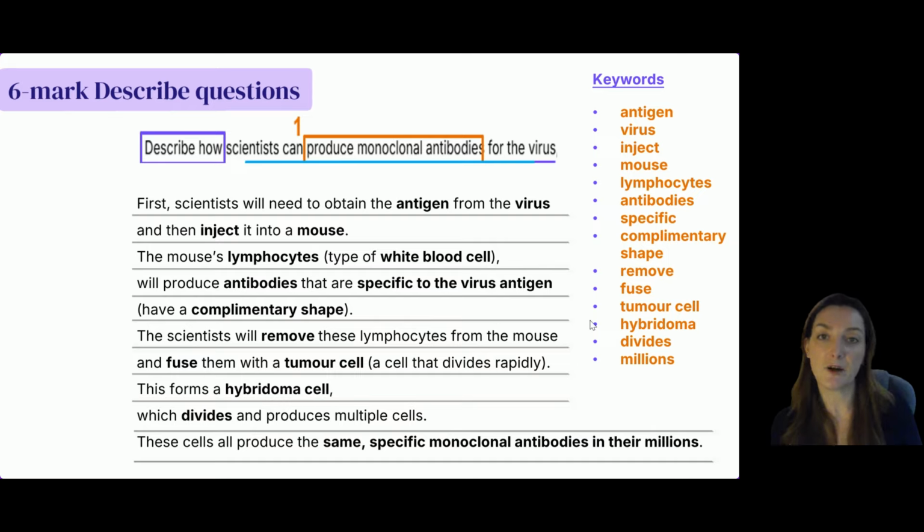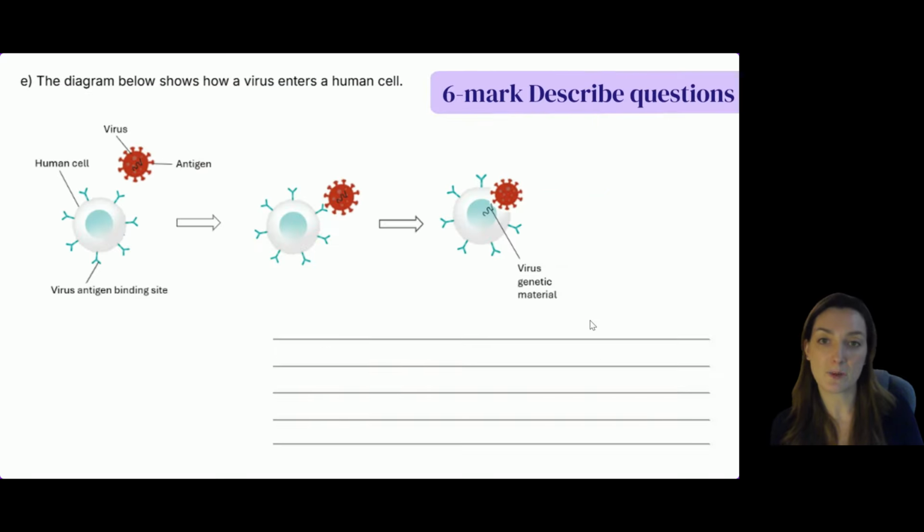Let's look at the second part of the question. We just need to use the diagram. We need to say what's going on in the diagram and see how the monoclonal antibodies that have been made can be used to prevent this particular virus being able to enter the human cells. From the diagram, we can see that the antigen on the virus needs to be able to connect to the virus antigen binding site on the human cell. Therefore, monoclonal antibodies can be used to bind to the antigen on the viruses and prevent them from binding to the human cell.